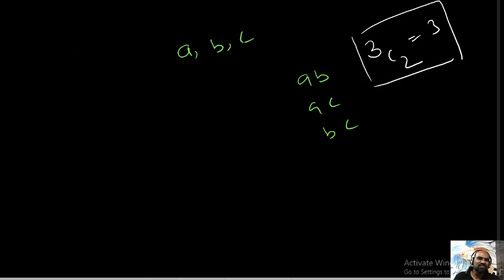Okay student, from 3 I want to select 1. A, B, C. That is 3C1. That is also 3 only. From 3 I want to select 3. I want to make a group of 3 from 3. Only one group I will make, that is ABC. Only one. That is 3C3, value is 1.